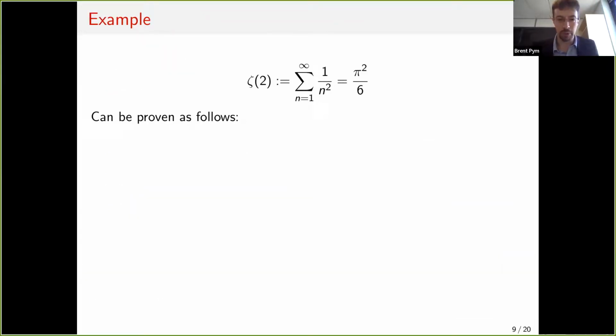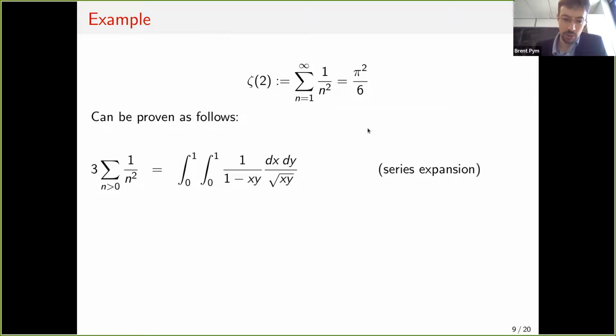So let me give an example of Euler's formula. Zeta of 2 is pi squared over 6. You can prove this as follows. So let me write this zeta of 2 in a slightly different way. So if you use a series expansion, you can prove that this integral I've got on the right-hand side is equal to 3 times zeta of 2. Similar to the way we expanded before, but a bit different.